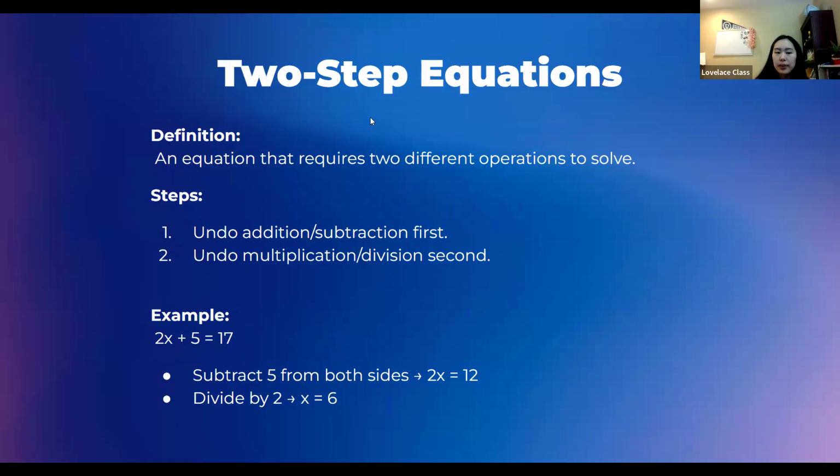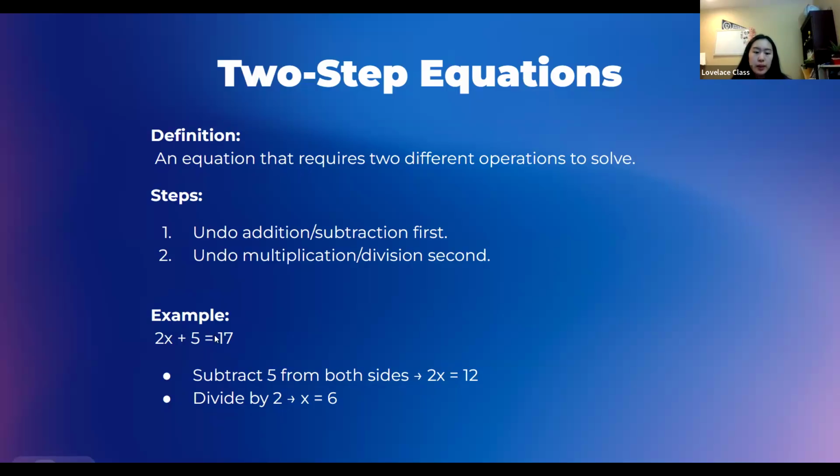So how do you do this? Well, when everything's just written out straight, with no parentheses, the first step is to undo the addition or subtraction first, and then the second step is to undo multiplication and division. So let's look at this example.